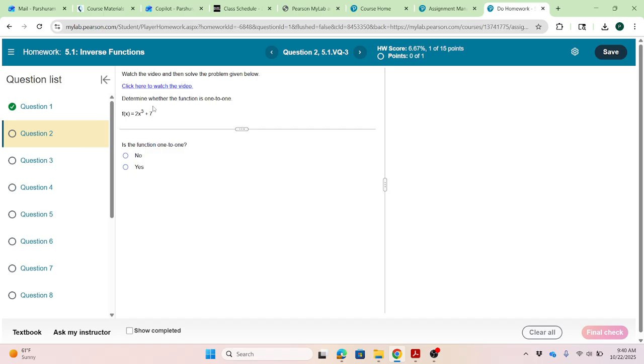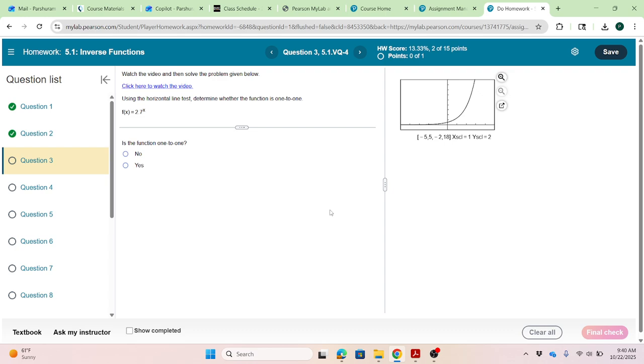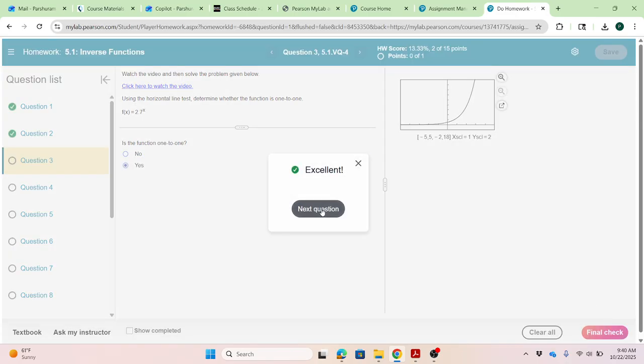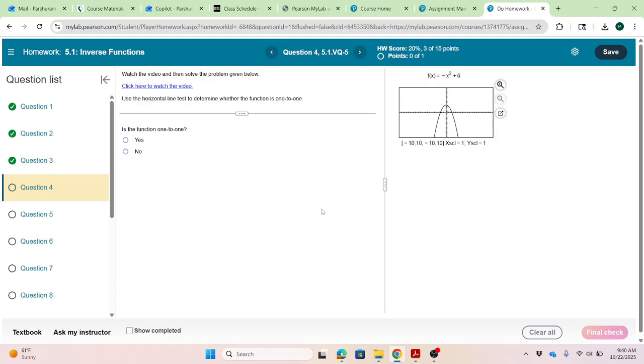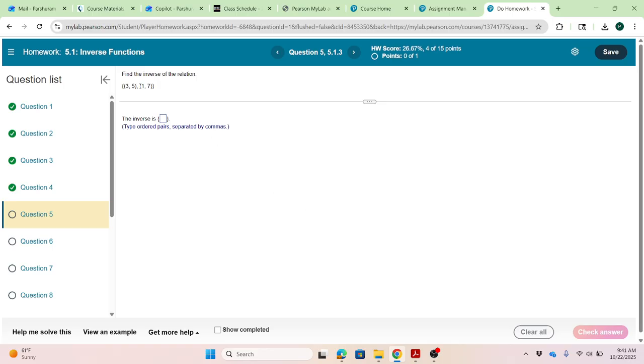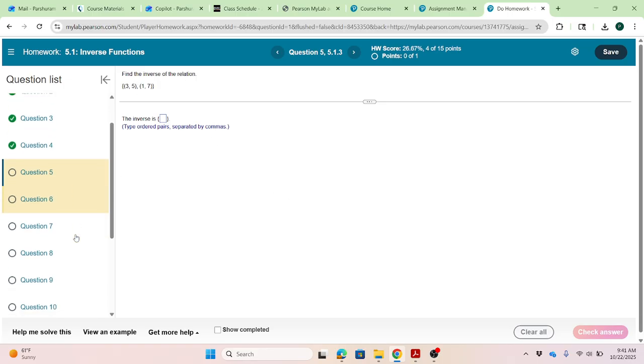Is this a 1-to-1 function? This is actually a cubic function. A cubic function is actually 1-to-1. So the answer is yes. Is this 1-to-1? By looking at the graph, yes, because it passes the horizontal line test. Is this 1-to-1? No, because it does not pass the horizontal line test, so that's not a 1-to-1 function. What about the inverse of this? Just reverse it.